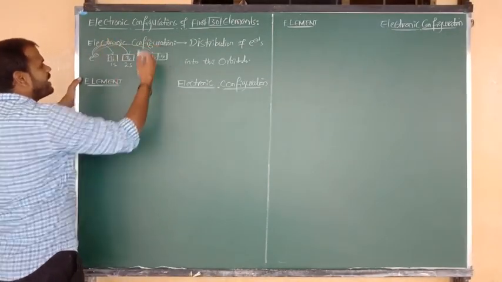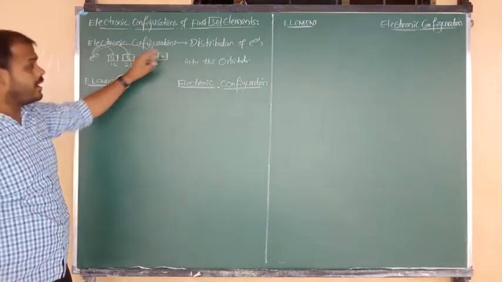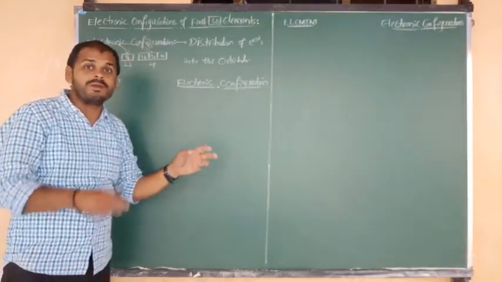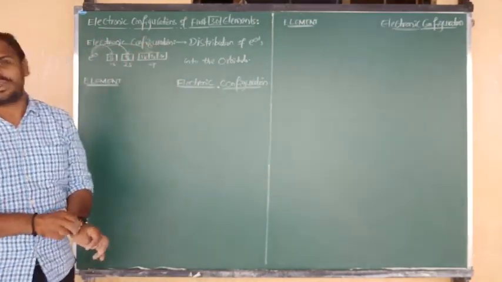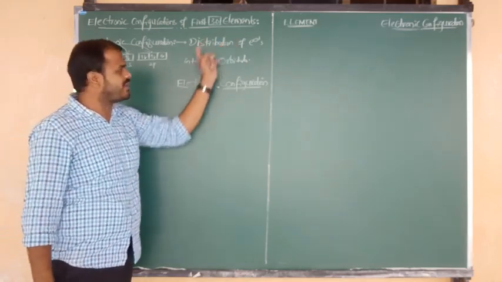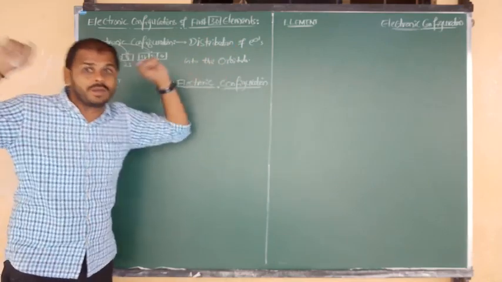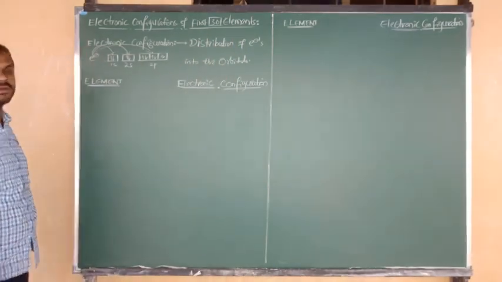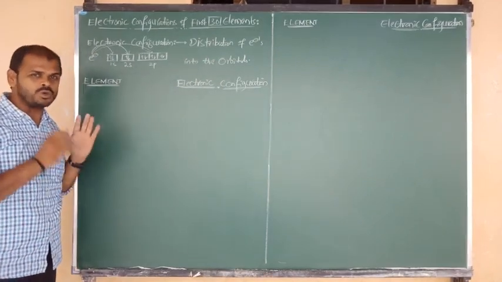In that manner, distribution or filling of electrons takes place into the respective orbitals by following all three rules. That is the meaning of electronic configuration: filling or distribution of electrons into the respective orbitals on the basis of three rules. I hope the meaning was clear. Now I am going to start the story.